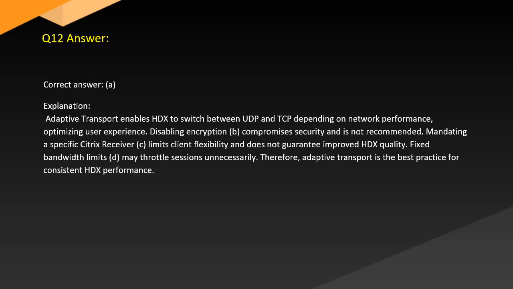Answer. Correct answer: A. Explanation. Adaptive transport enables HDX to switch between EDT and TCP depending on network performance, optimizing user experience. B, disabling encryption, compromises security and is not recommended. C, mandating a specific Citrix Receiver, limits client flexibility and does not guarantee improved HDX quality. D, fixed bandwidth limits, may throttle sessions unnecessarily. Adaptive transport is the best practice for consistent HDX performance.